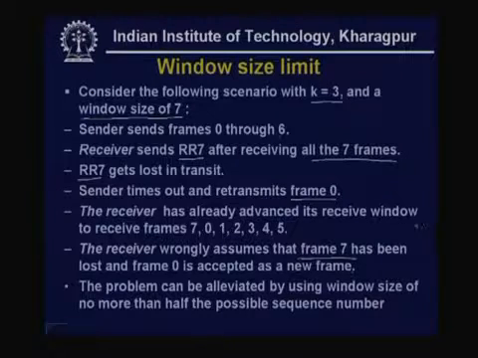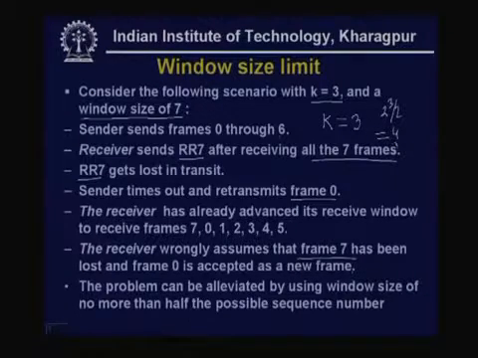That means, if we are choosing k equal to 3, then the possible window size in case of selective repeat ARQ has to be 2 to the power 3 by 2, that means equal to 4. In case of go back N ARQ, this can be 7. However, in case of selective repeat ARQ, it has to be 4.